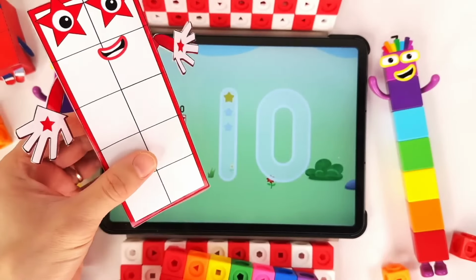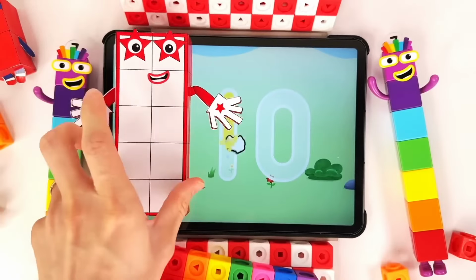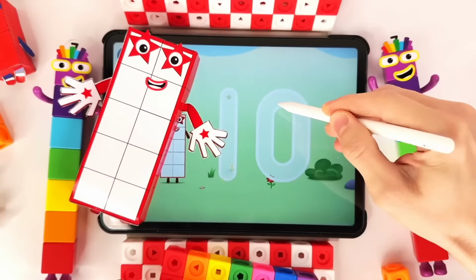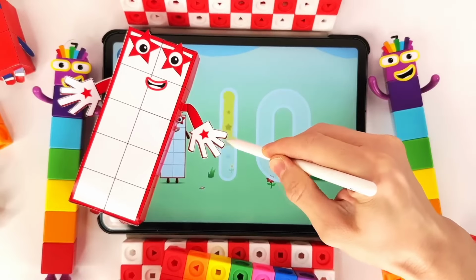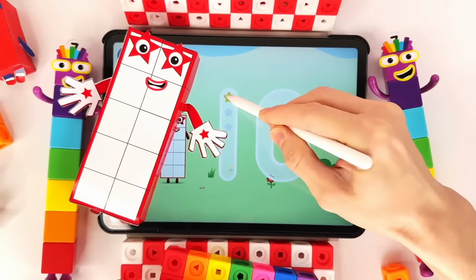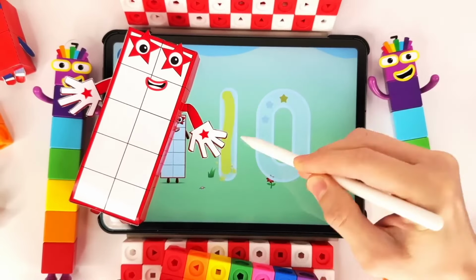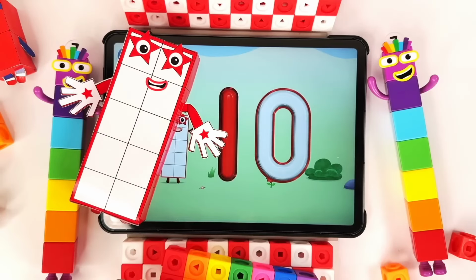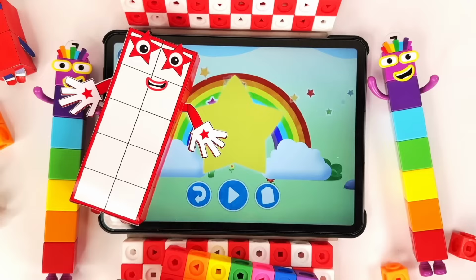Yep, big number 10. Use your finger to trace the number. Try to keep your finger on the screen, and last big number 10. Brilliant!